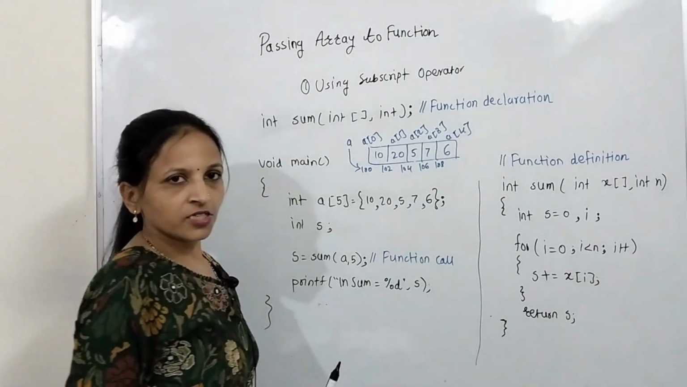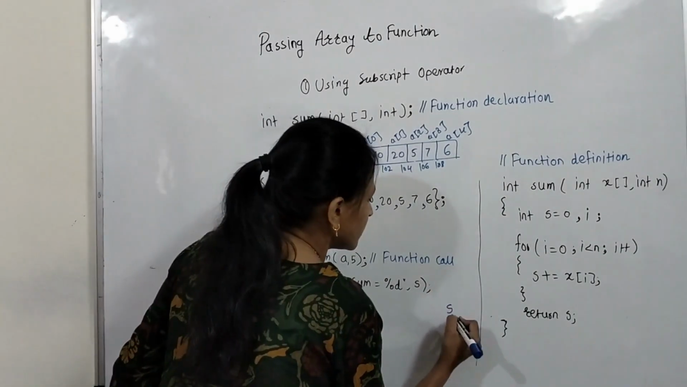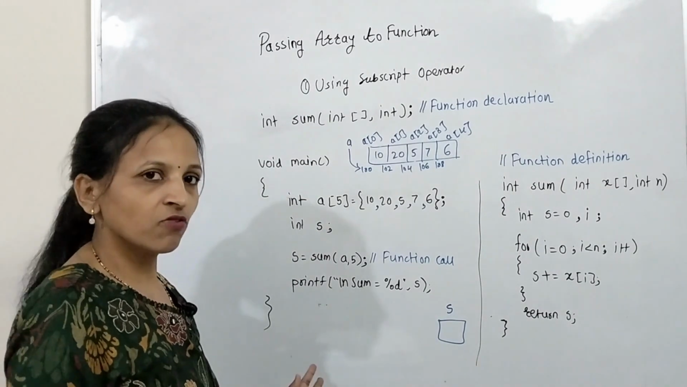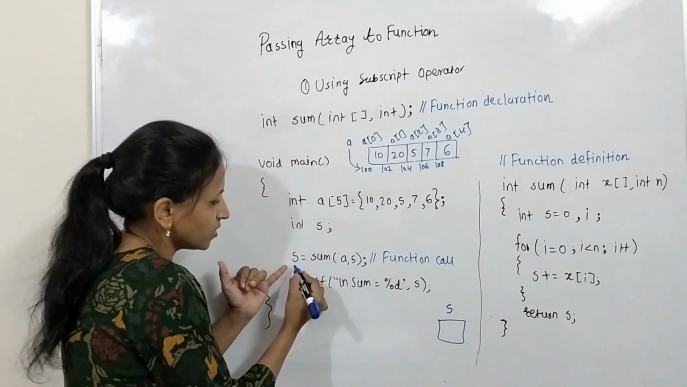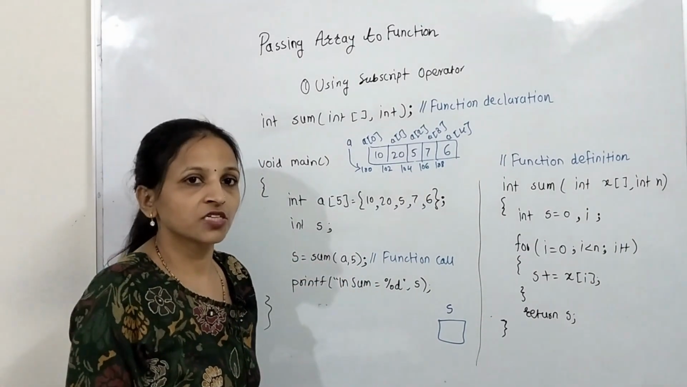This is the internal structure. Now int s, one more variable we have created, that is s internally, and it will have again 2 bytes, and initially it will have garbage value. Same thing. Now see here, whatever I am writing here, s equals sum(a, 5). Actually we are calling a function here.